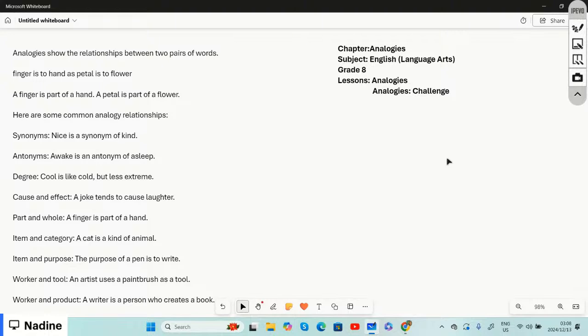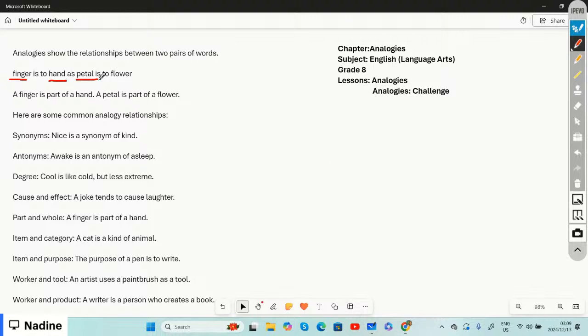All right. So we said analogies show basically the relationship between two pairs of words. And when we look at analogies, we're going to look at how the relationship between these two pairs of words is actually being shown. One example is finger. Finger is to hand. It basically shows how two things go together. So finger is to hand as petals is to flowers.